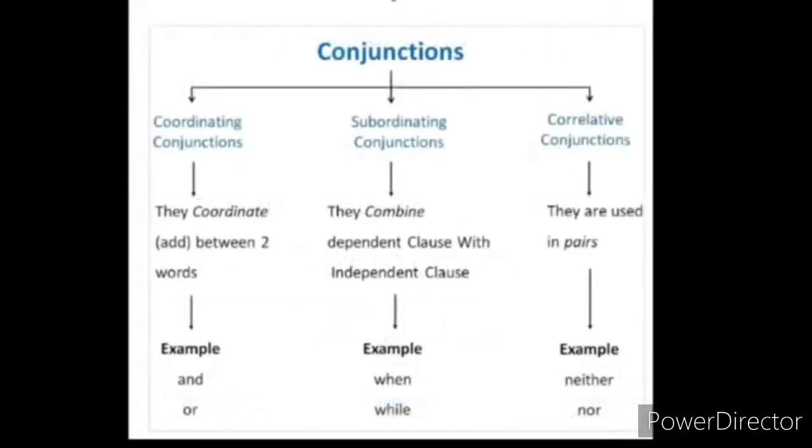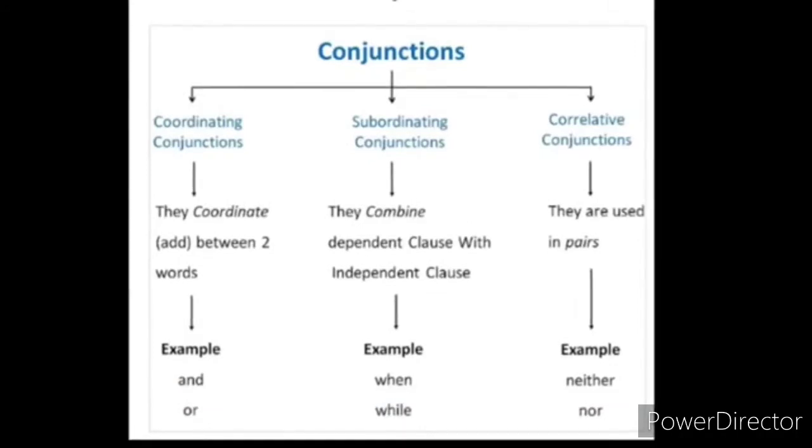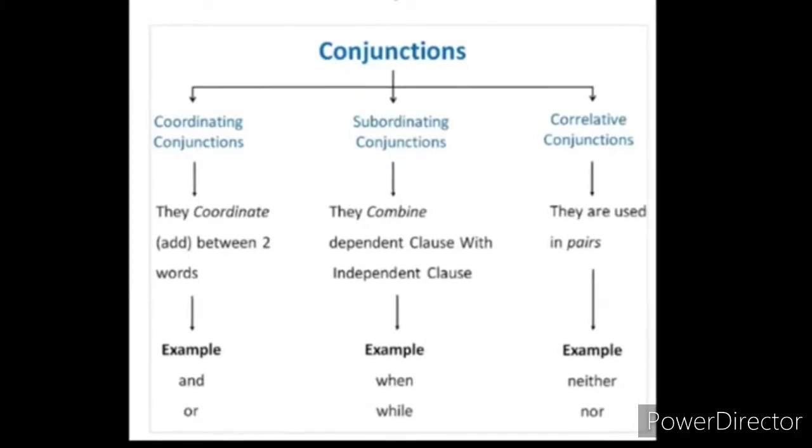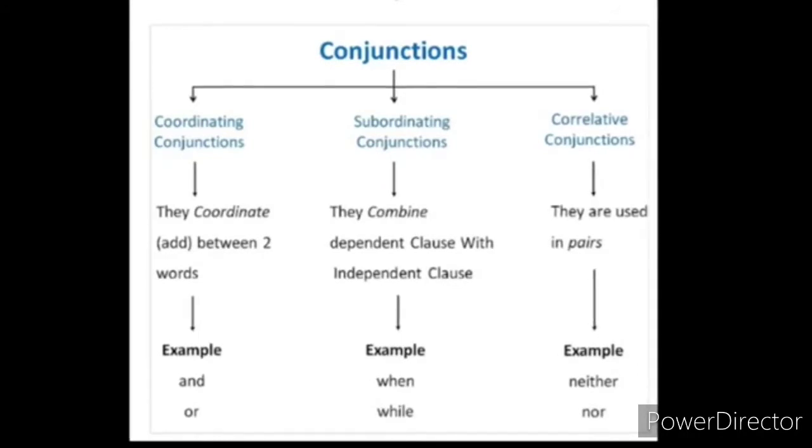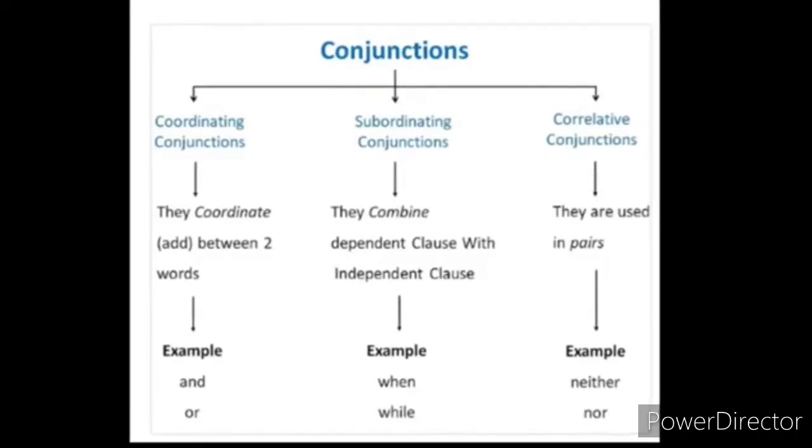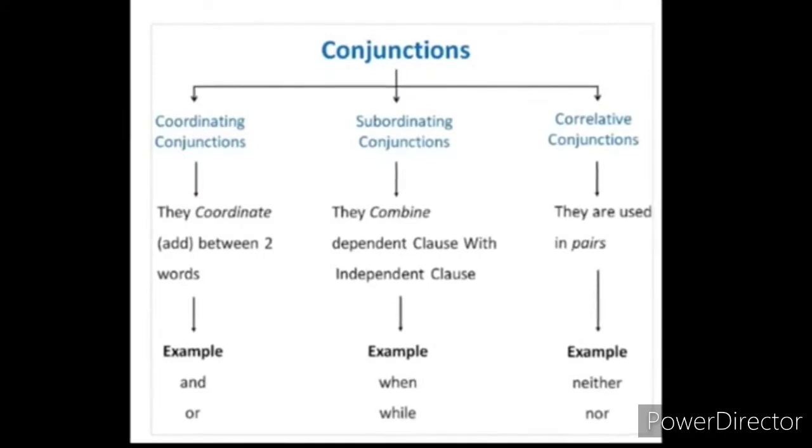Children, look at the picture carefully. Here you have three types of conjunctions. As a hint, I'll explain all these things one by one. First one is coordinating conjunction. See the picture, children. Coordinating conjunctions coordinate or add between two words. For example, and, or, but, etc.